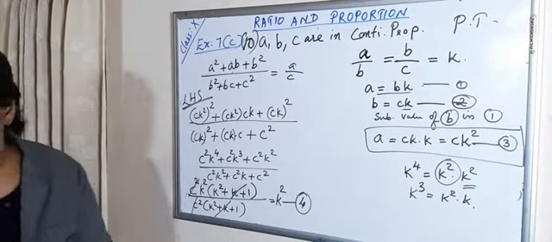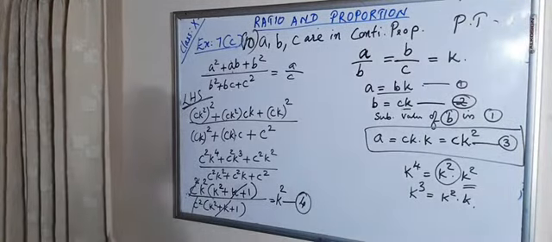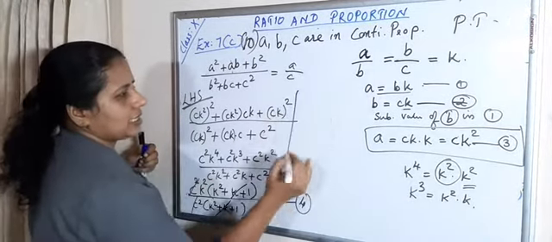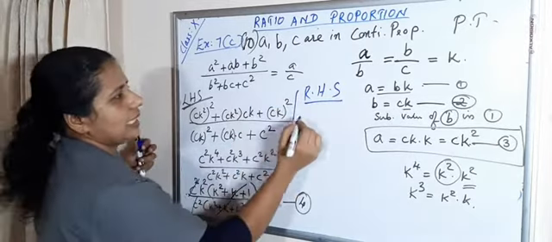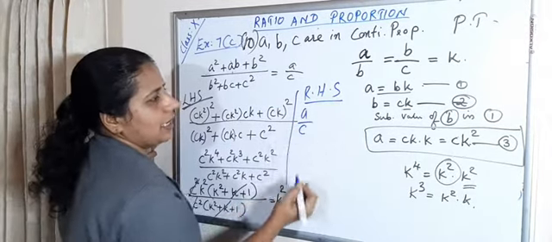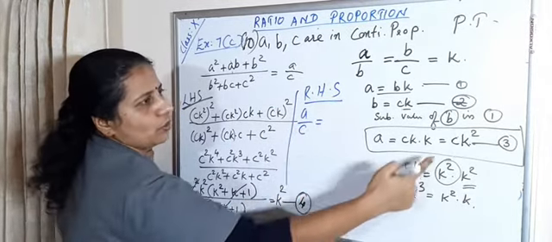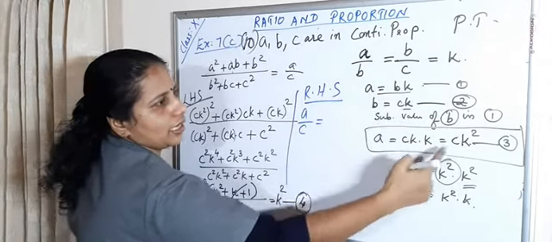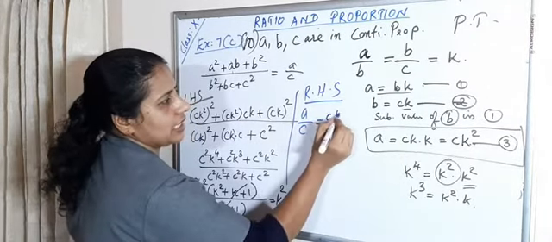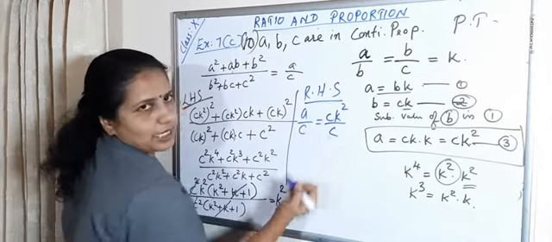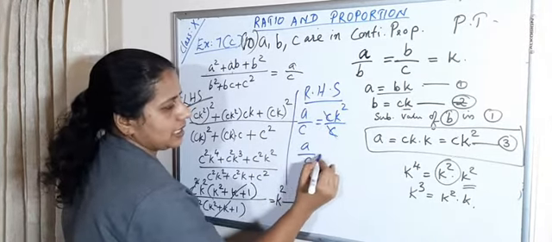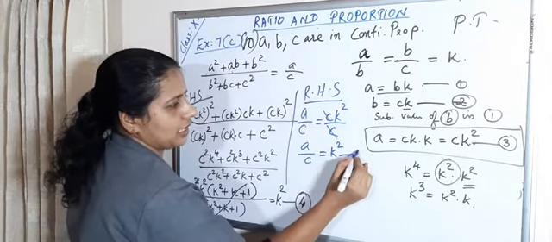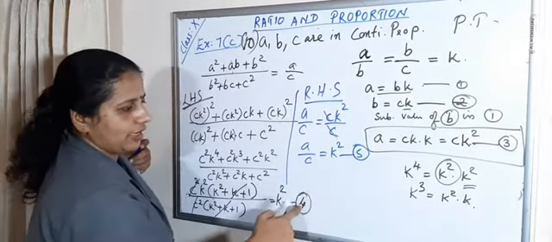Okay. Next, you take the RHS side. Okay. What is RHS side? a by c. a by c is equal to, what is a? a is c k square. c k square by c. Cancelling this c, you will get a by c is equal to k square. That is 5.